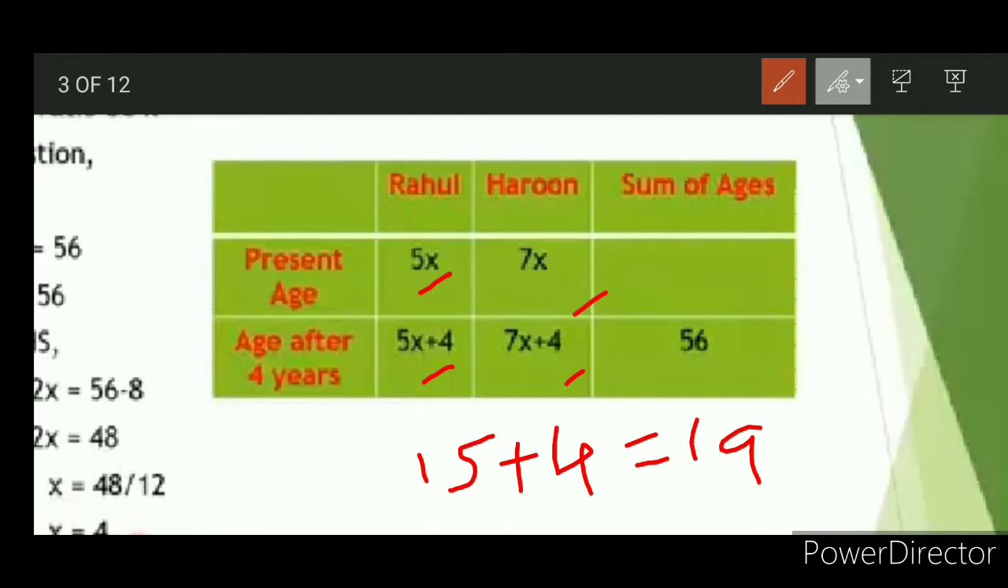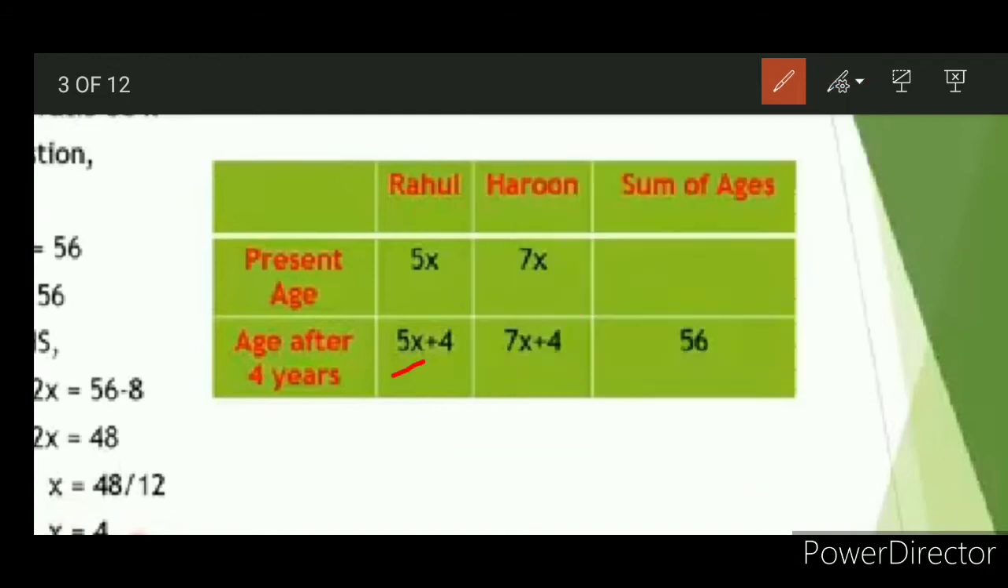Understand, children? But here we can't add, because variable and non-variable terms can't be added. That's why they kept it in sum form: 5x plus 4 and 7x plus 4. These two are the ages of Rahul and Harun after 4 years.